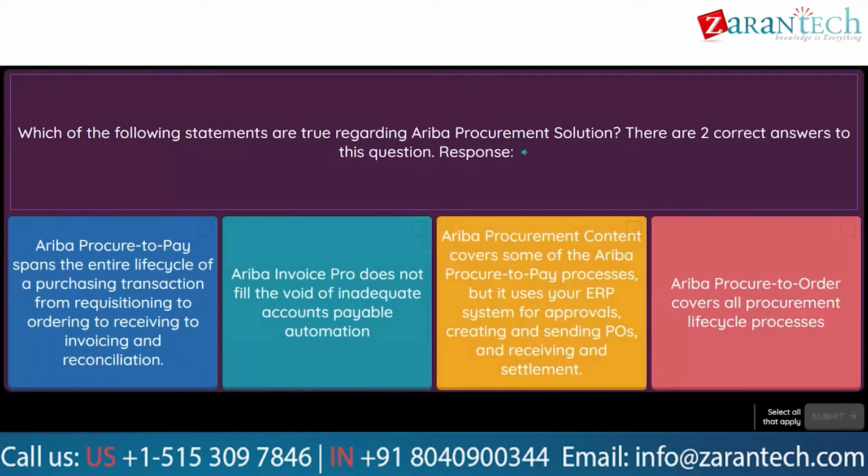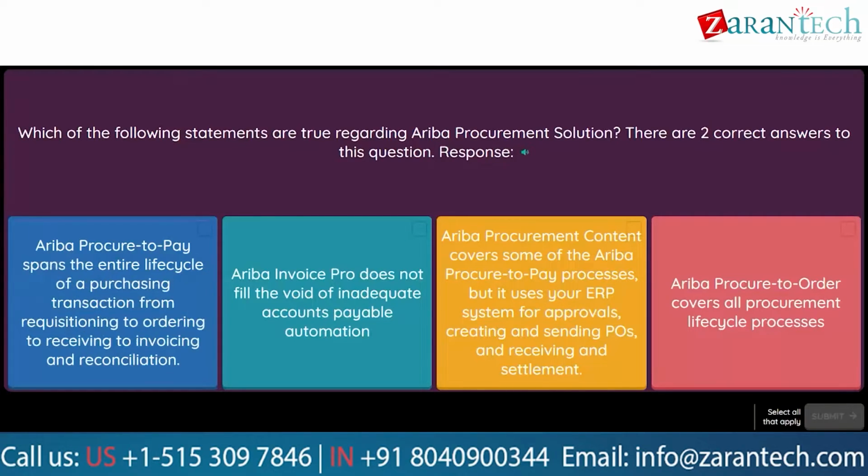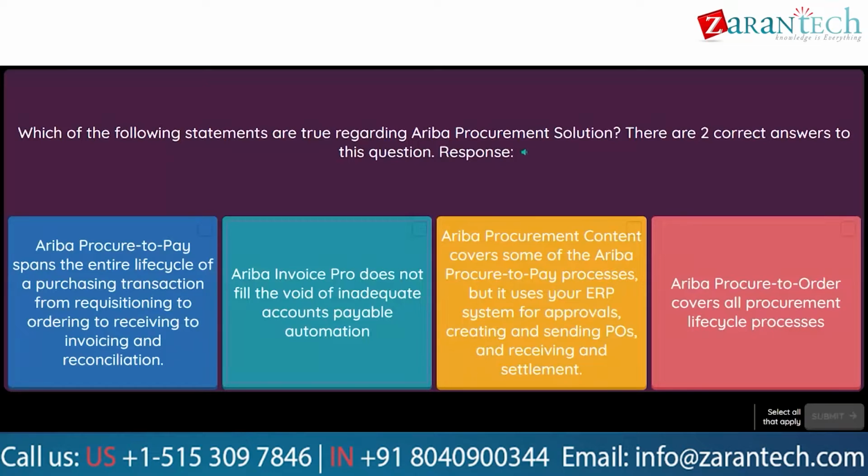Question: which of the following statements are true regarding Ariba procurement solution? There are 2 correct answers to this question. Response: Option 1. Ariba Procure to Pay spans the entire life cycle of a purchasing transaction from requisitioning to ordering to receiving to invoicing and reconciliation. Option 2. Ariba Invoice Pro does not fill the void of inadequate accounts payable automation. Option 3. Ariba Procurement content covers some of the Ariba Procure to Pay processes, but it uses your ERP system for approvals, creating and sending POs, and receiving and settlement. Option 4. Ariba Procure to Order covers all procurement life cycle processes.